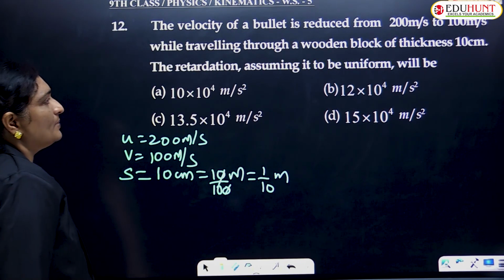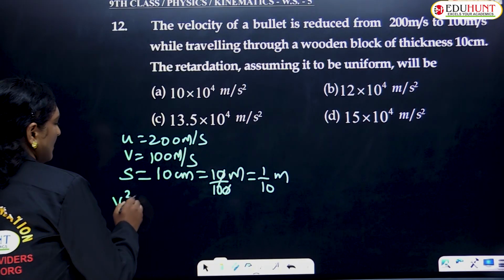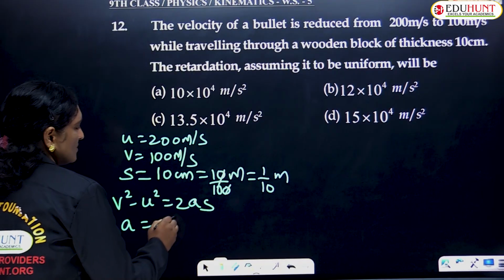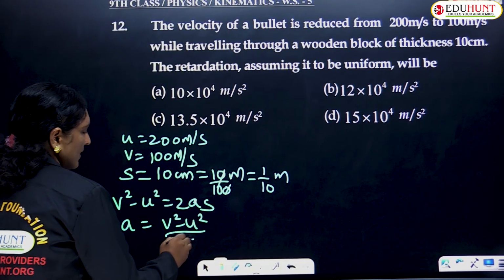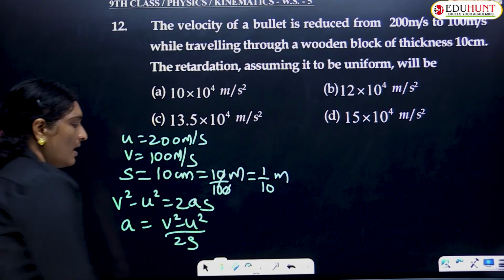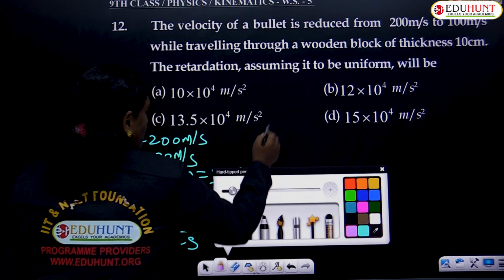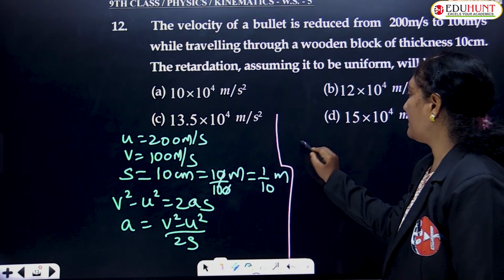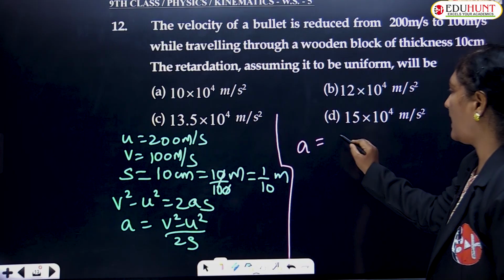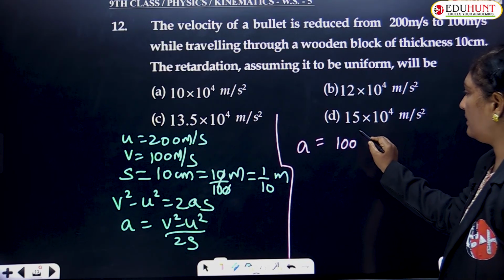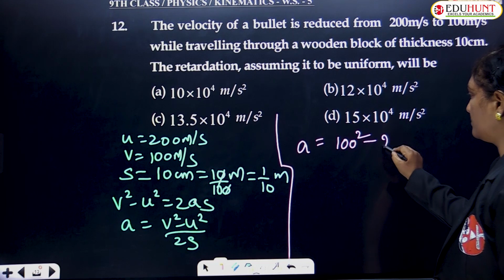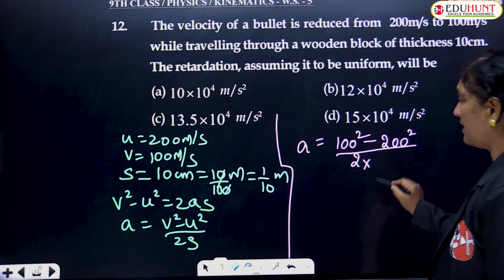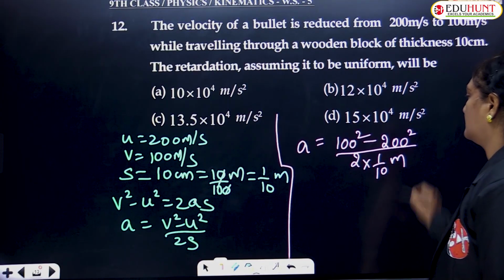The retardation, assuming it is uniform, will be again the same old formula. We have v square minus u square equals 2as, or a equals v square minus u square by 2s. If you want retardation, you should find minus a. So substituting the above values, what is the value of a, children? V was found to be 100, so 100 square. U was found to be 200, 200 square upon 2 into the distance covered, 1 by 10 meters.